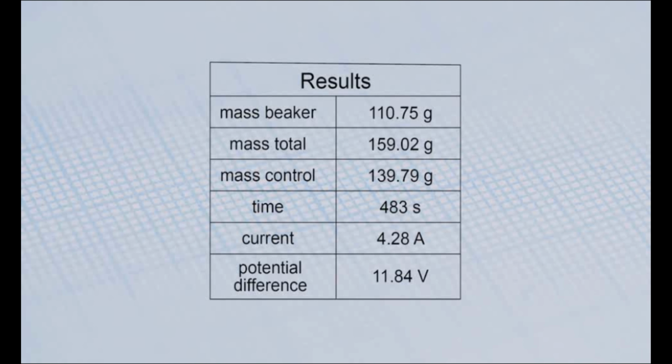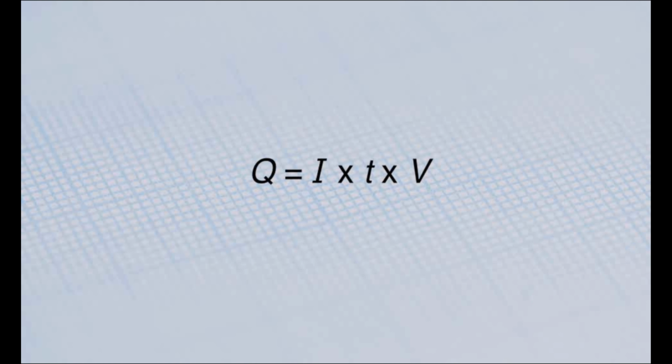To calculate the specific latent heat of fusion, we will use our recorded measurements of mass, time, current and voltage. The electrical energy Q given to the ice by the immersion heater can be calculated by multiplying together the current, I, time, T, and potential difference, V.